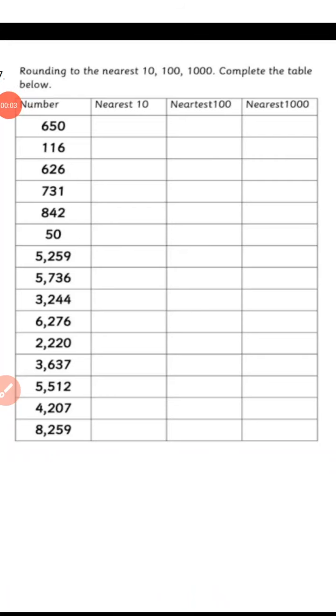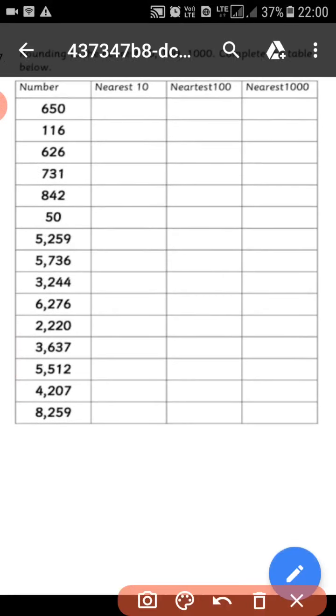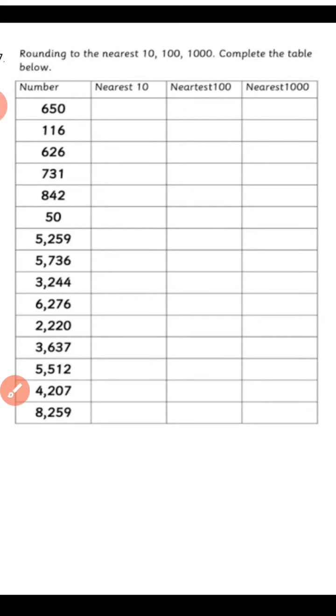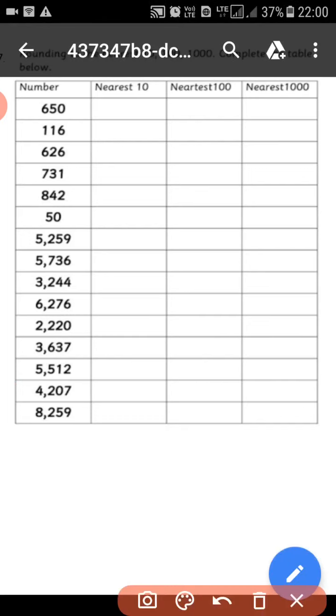Here we have to find rounding to the nearest 10, 100, 1000. Complete the table below. Means here numbers are given and we have to find the nearest tens, nearest 100 and nearest 1000. First number is 650. So its nearest 10 is 650. Okay, and nearest 100 is 700. Okay, and no nearest 1000 because it's a 3 digit number.